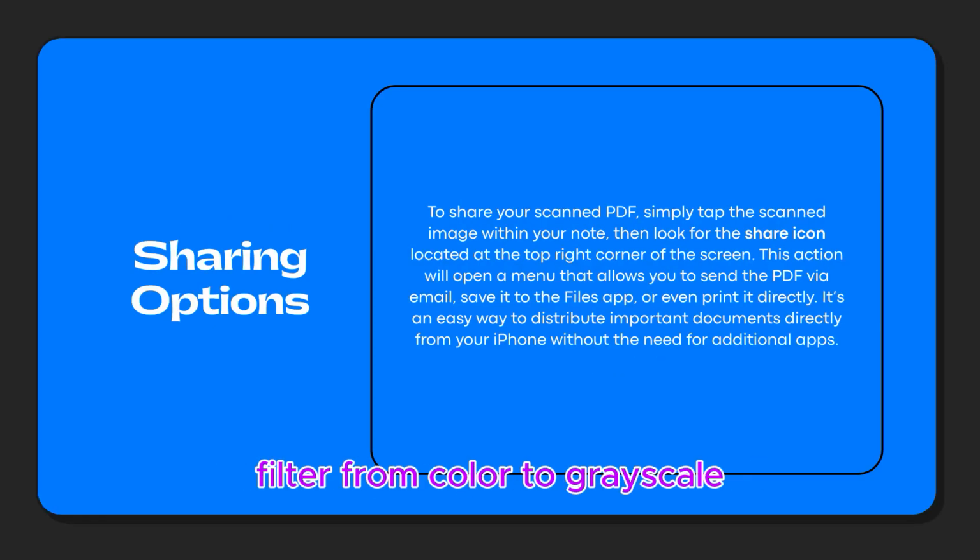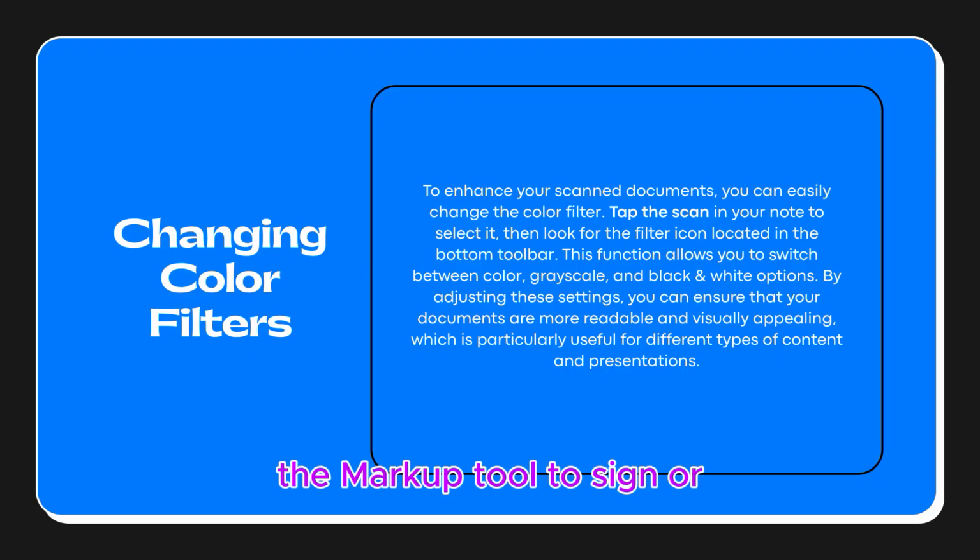To change the color filter from color to grayscale or black and white, tap the scan in the note, then tap the filter icon. You can also use the markup tool to sign or annotate the PDF directly. This feature turns your iPhone into a portable scanner.